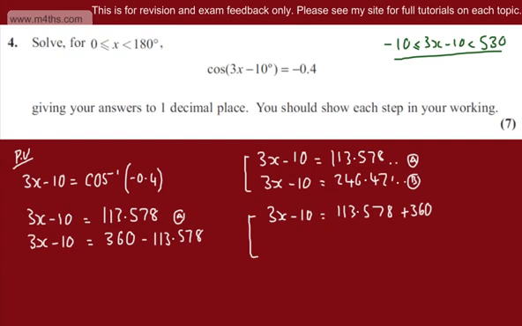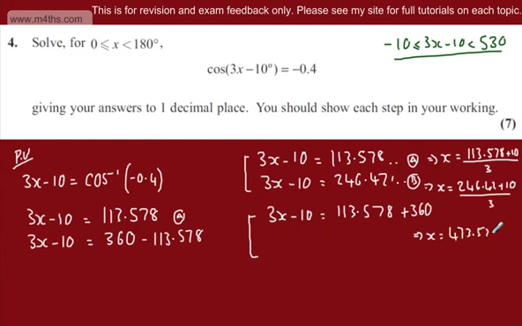So from this, I can simply write the following. Therefore, off this one, x will be equal to 113.578 and so on, plus the 10, divided by 3. If we consider this one right here, x will be equal to 246.42 and so on, plus the 10, divided by 3. If we consider this one, x will be equal to 473.578 and so on, plus the 10, divided by 3.